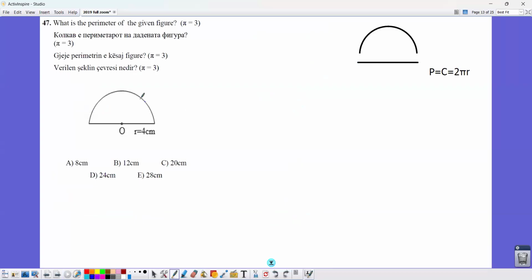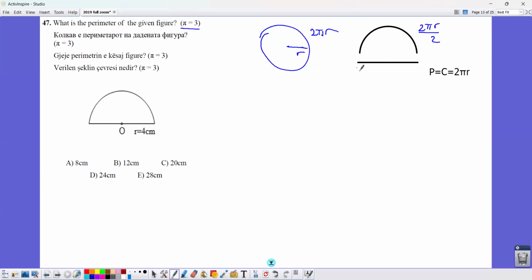Here, when we are continuing, it says what is the perimeter of the given figure, and it says to take pi as 3. So perimeter of a full circle, guys, if you remember, if you have the radius r, perimeter of the full circle is 2 pi r. But here we have a semicircle, half. So this part will be 2 pi r over 2 because it's the half of the circle.